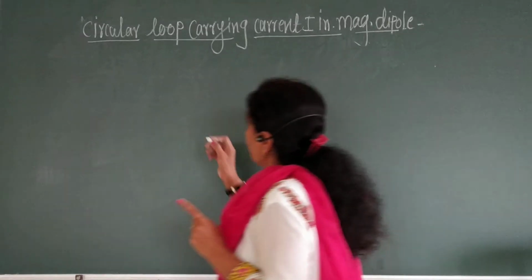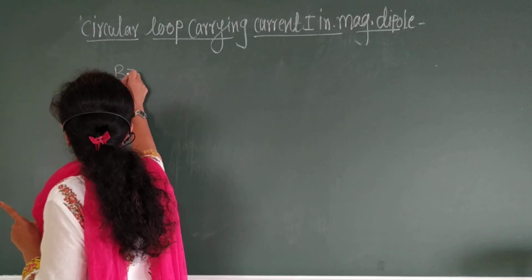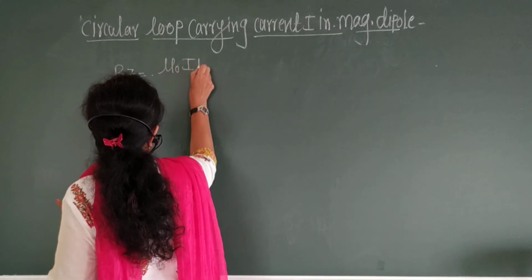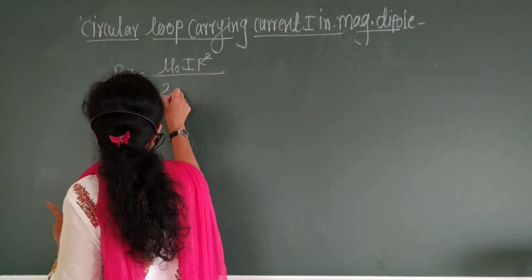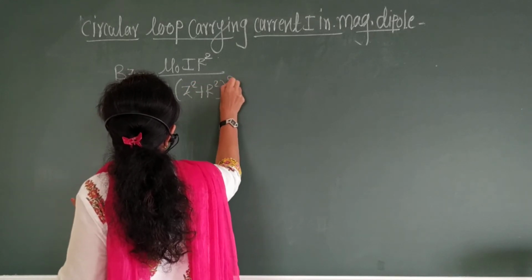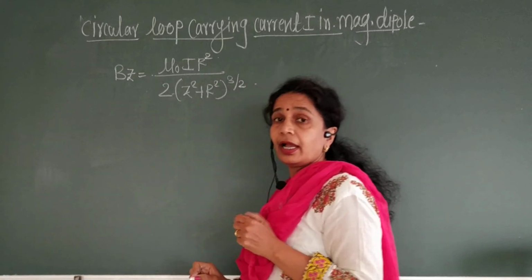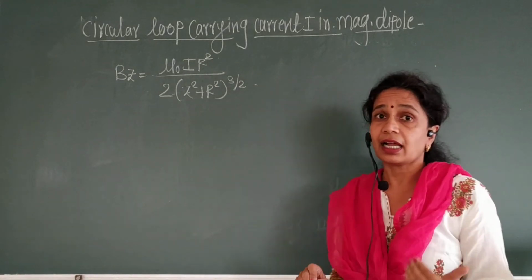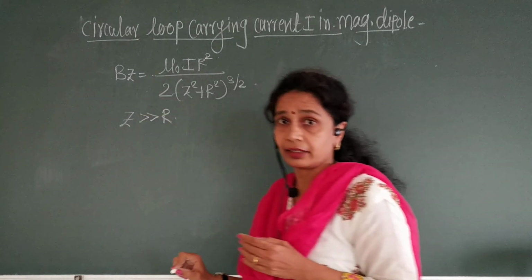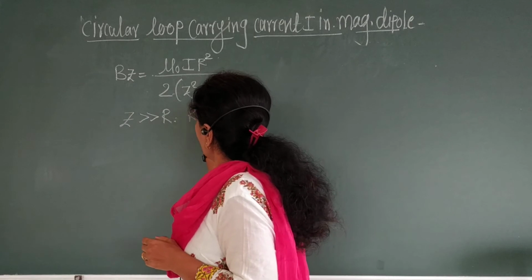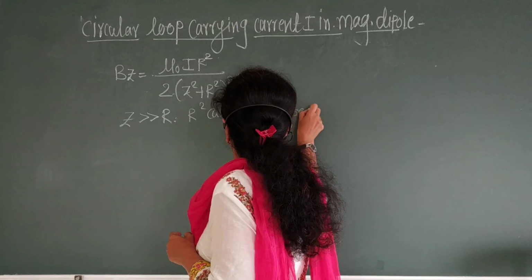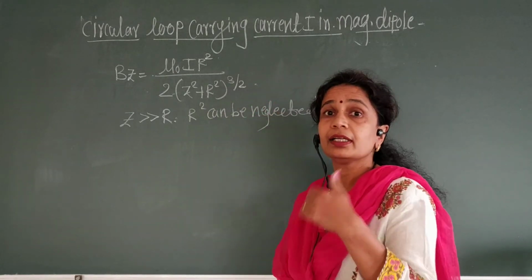See this, we have just found the value of Bz. Bz is equal to mu 0 I r square upon 2 times (z square plus r square) raised to the 3 by 2. At large distances, that means if z is very much greater than r, this r square can be neglected.